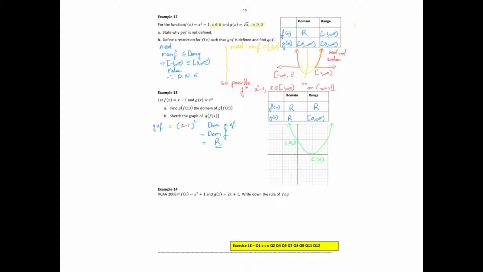Okay, part B, I guess we should sketch the graph properly, so we'll put our intercepts in, the x-intercept and the y-intercept.